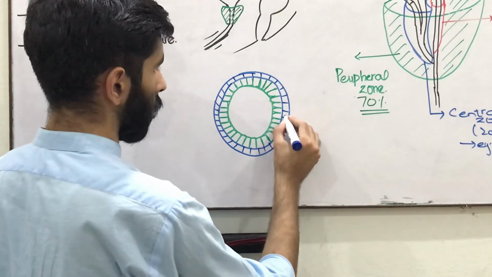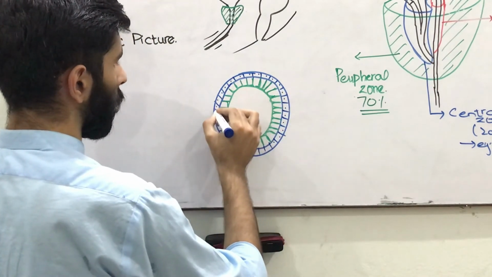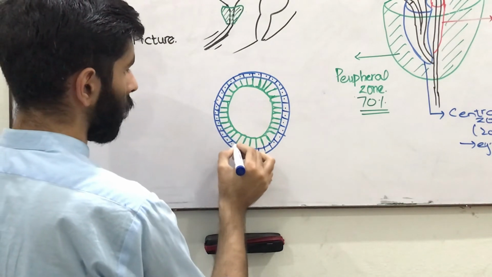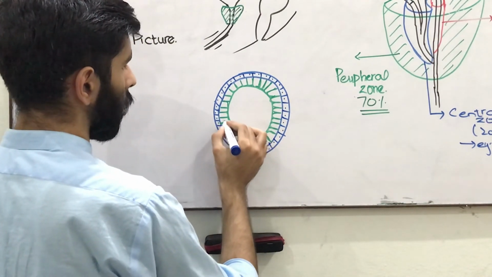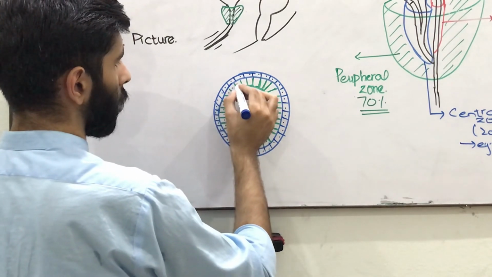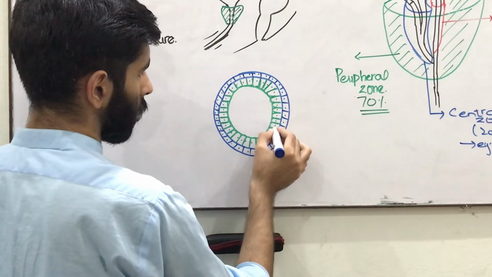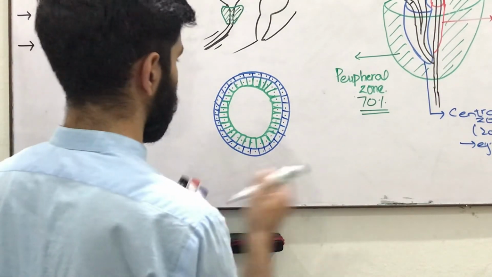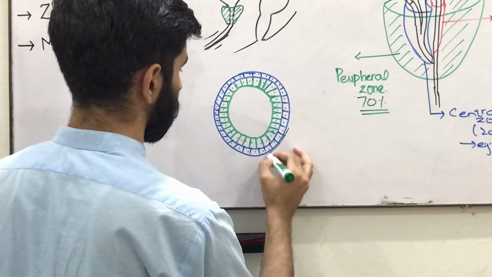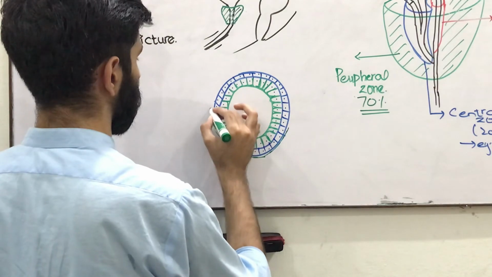So these are the nuclei. This is the outer basal layer comprises of cuboidal cells, and the inner luminal layer which is made up of columnar cells, and the epithelium sits over the basement membrane. So here is the basement membrane.